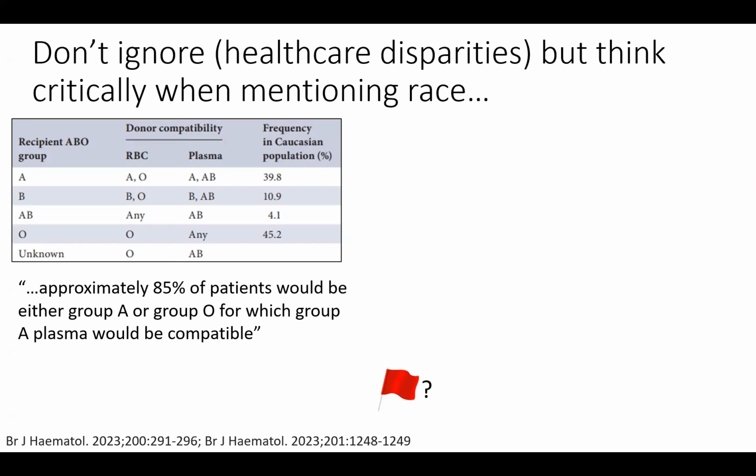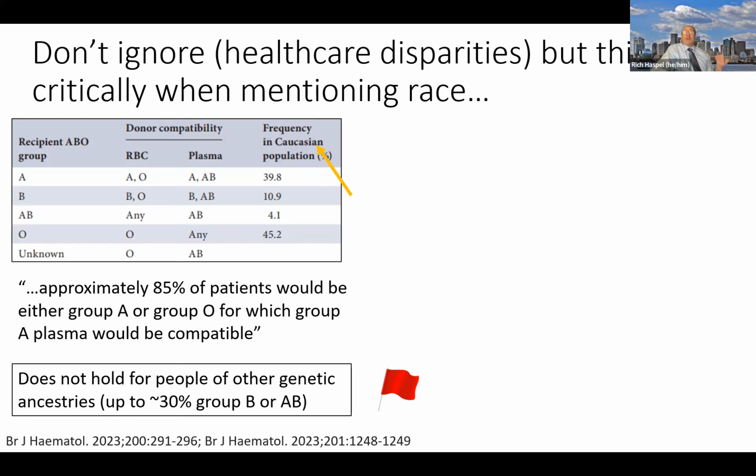The white population lens, more Blacks or group B are common. Right. So again, acknowledging there are different, we shouldn't use race as a biological thing, but the bottom line is they talk about the quote unquote Caucasian population, and there are other people of other genetic ancestries besides European that have a group B or AB can be up to 30%. So this is really ignored.